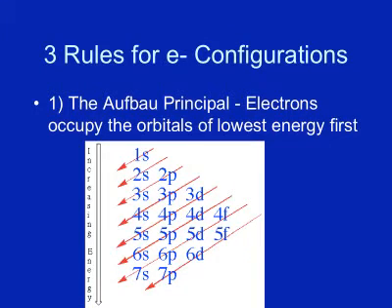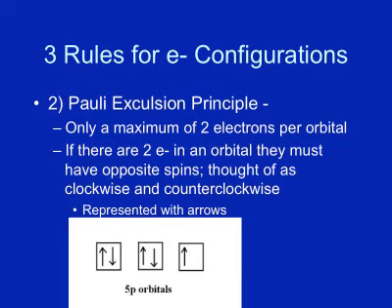Okay, so now let's move on to the second rule. The second rule is the Pauli exclusion principle. This principle says that a maximum of 2 electrons can be in any orbital, no more than 2. You can have less, you can have 1, you can have none, but you can't have more than 2. And not only does it say that, it also says that electrons have to have opposite spins.